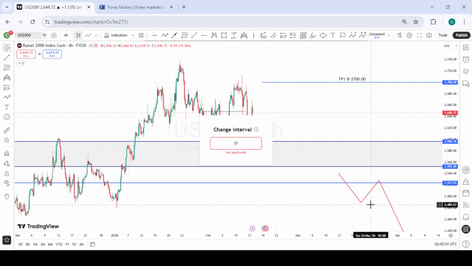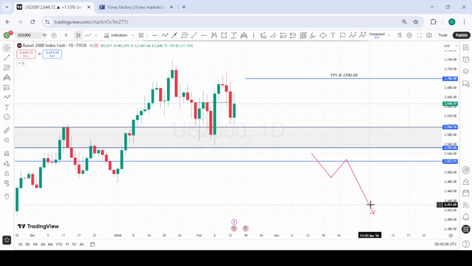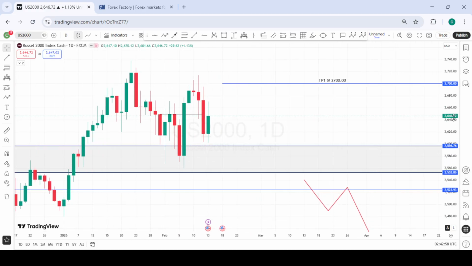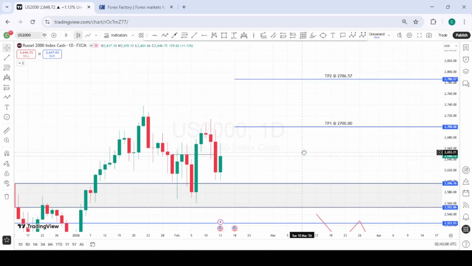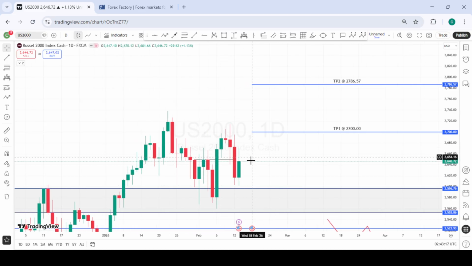We have Russell 2000 or US 2000. So last week we had this daily structure shift here, for which we were looking out for a possible pullback or a possible higher low formation to give us buying opportunities to the upside. Price has now given us the lower high from a possible lower high formation. So going into next week, we'll be looking out for buying opportunities from here to these two targets we have above here.